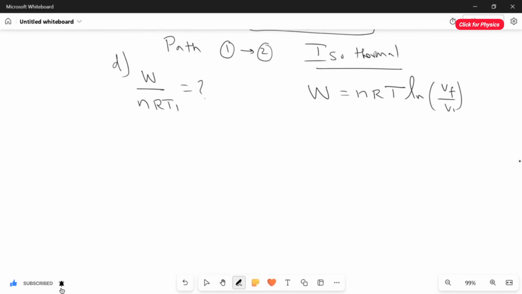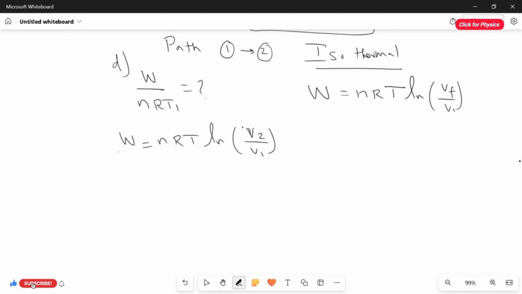Now let's rewrite the formula here. W equal to nRT natural log of V final, that means V2 over V1. Why V2 over V1? Because we are going to consider points 1 and 2. So the final point is 2, the initial point is 1. So volume at point 2 over volume at point 1. Now we have to find W over nRT1. So we have to consider one temperature, because the temperature is constant.